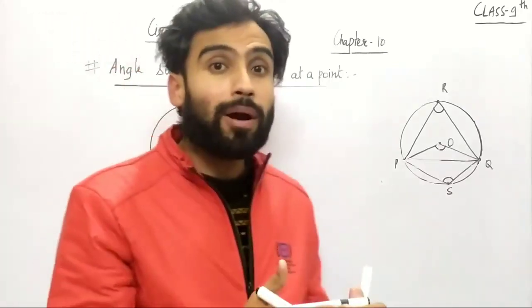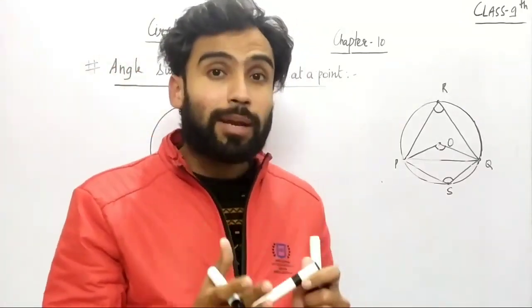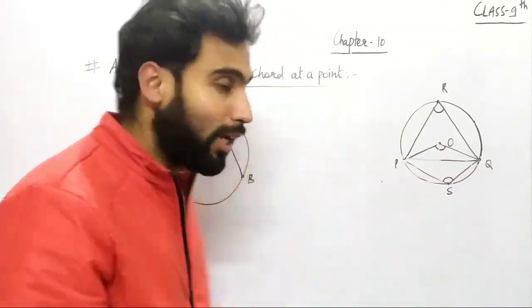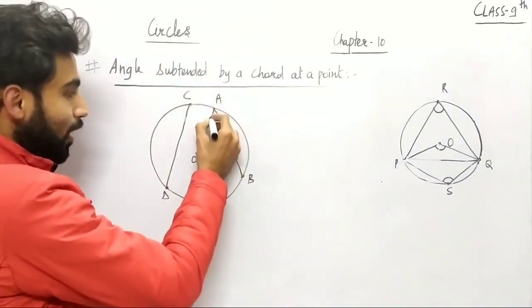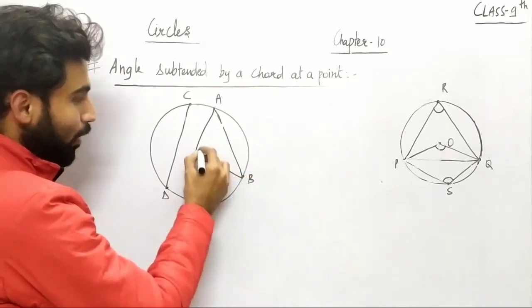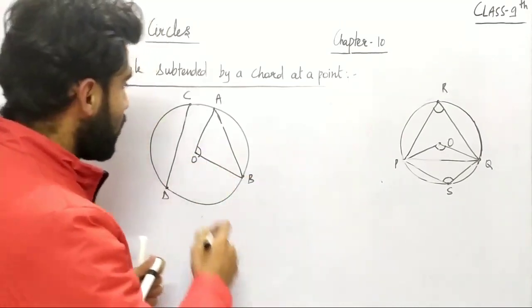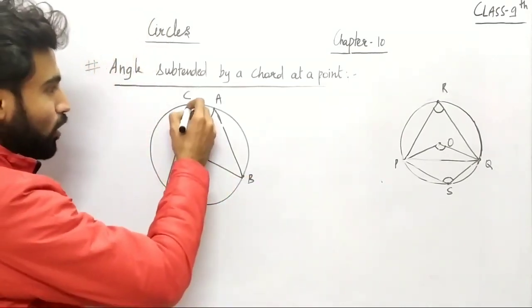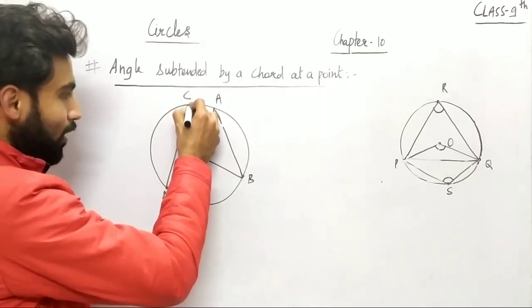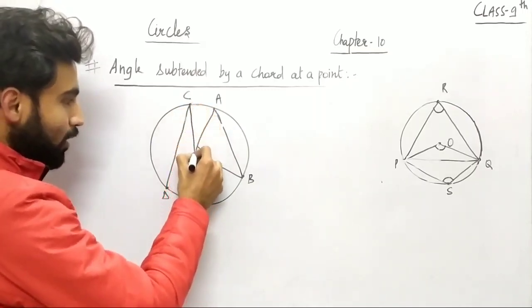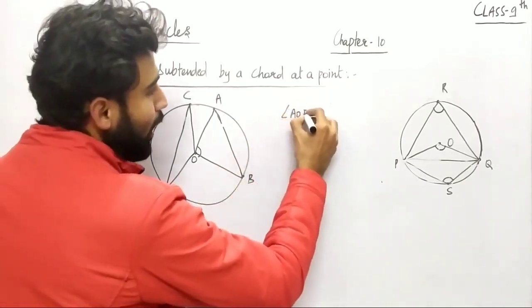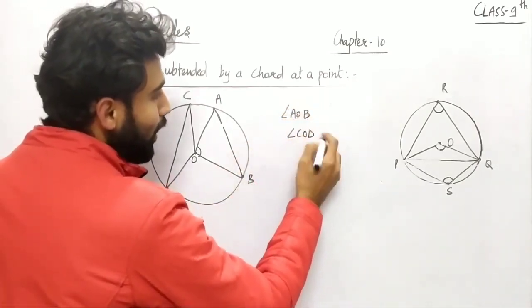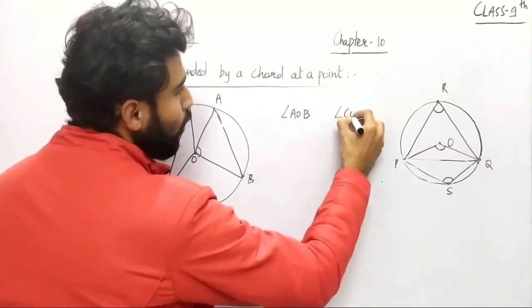Now talking about the angles they make at the center of the circle, right? If I talk about this chord AB, what angle will it make at the center? AOB. You can see here, right? Now this chord CD will also subtend some angle at the center. So that will be COD, right? So here two angles are formed, AOB and COD, right? Let me write that in front of it.